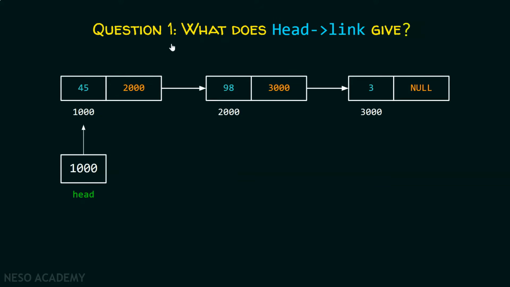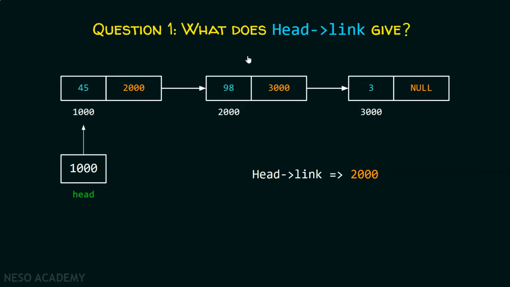I would like to ask one question before moving on to method number 2. What does head->link give? Very simple question. What does this head->link give? Head->link gives the address 2000, isn't that so? Because head is the pointer which is pointing to the first node of the list, and by using this pointer I can access the link part of it. That is why I will get this address 2000.